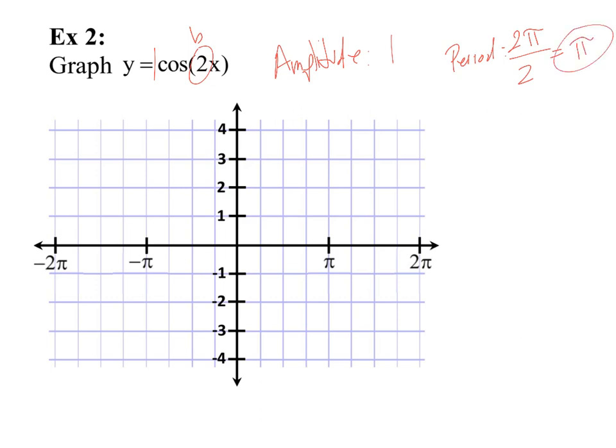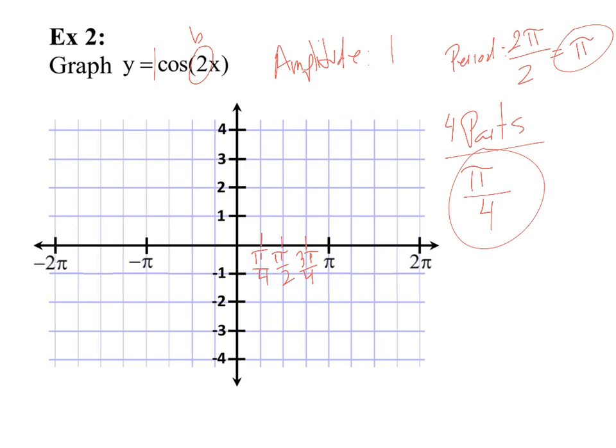Now, I'm going to divide the graph into 4 parts. So I take the period, which is pi, and I divide it by 4. Since I already have pi over 2 here, this is pi over 4, half of pi over 2. So pi over 4, 2 pi over 4, 3 pi over 4, and then 4 pi over 4, which is pi. And that's all I need.